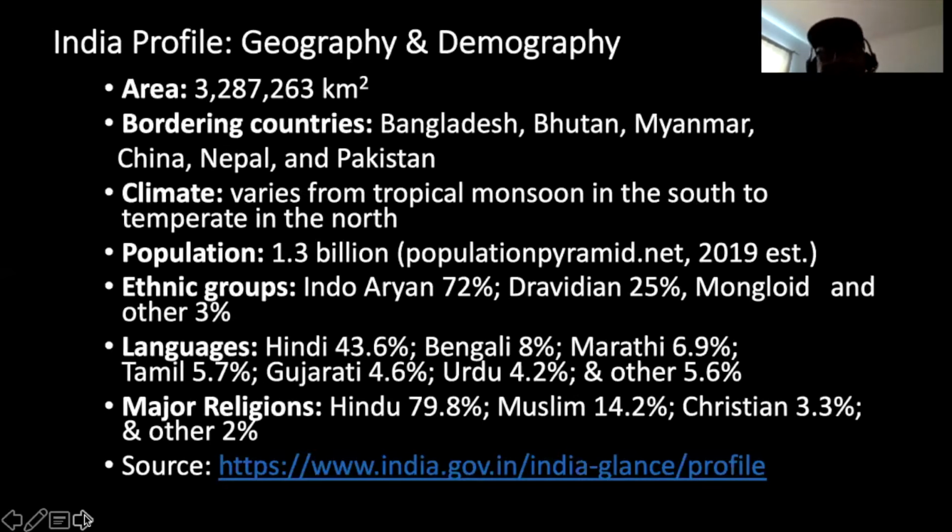The population is about 1.3 billion, excuse me, which is second to China. The main ethnic groups are Indo-Aryan, which is 72%, Dravidian, which is 25%, Mongoloid, and other ethnic groups make up about 3% of the entire population.